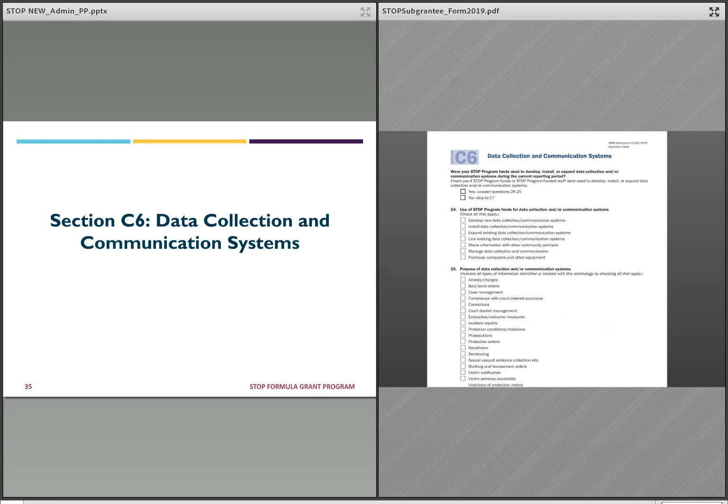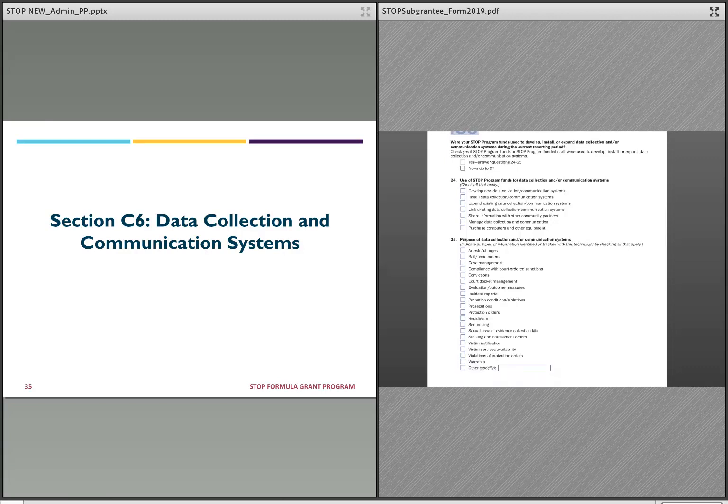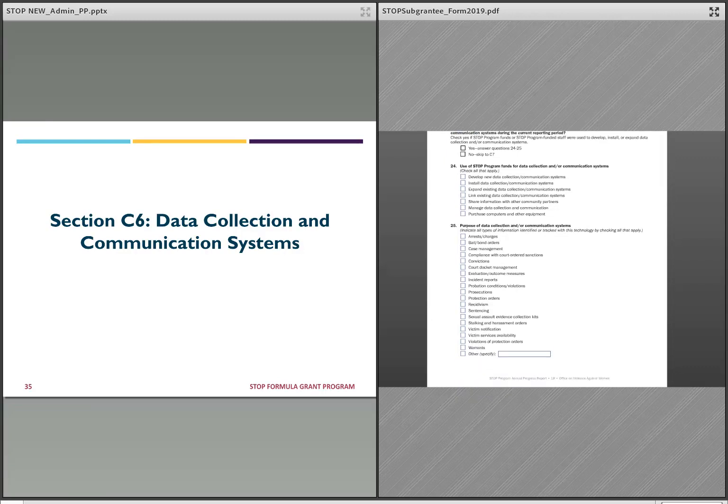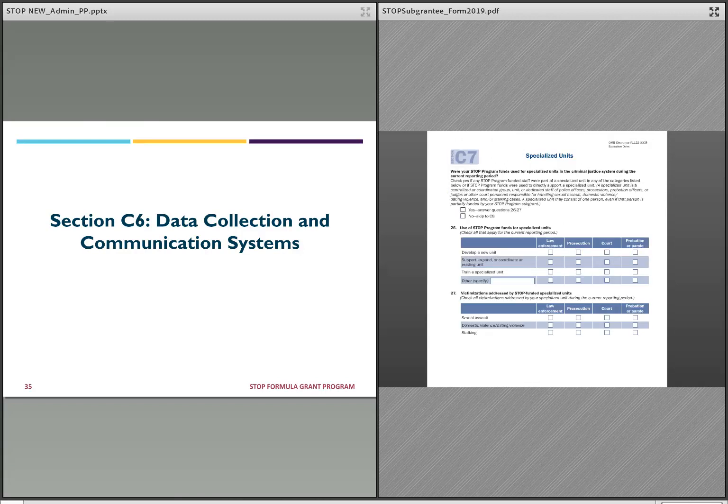In Section C6, Data Collection and Communication Systems, subgrantees should indicate if STOP program funds were used to develop, install, or expand data collection or communication systems during the current reporting period. These are also select all that apply boxes, where subgrantees should check any usage of STOP program funds for data collection in question 24, and any purposes of that data collection or communication system that was invested in with STOP subgrant funding in question 25.